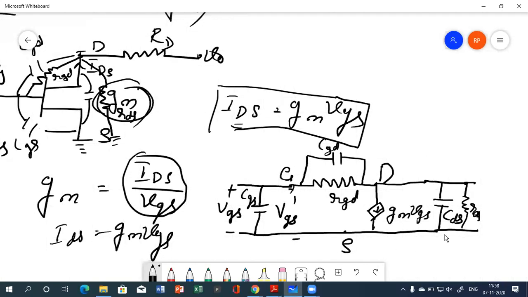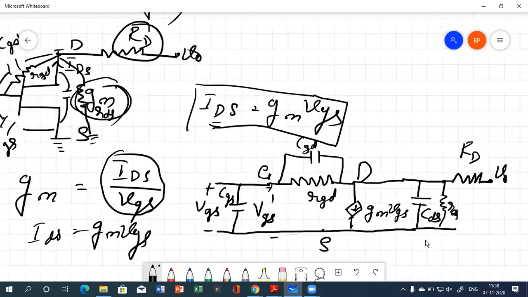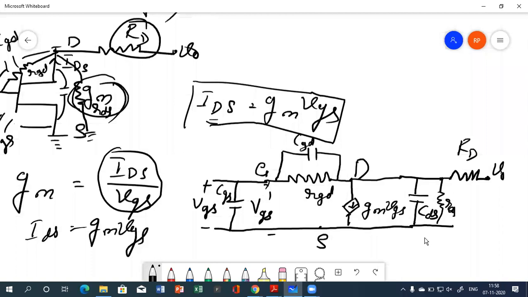Now at the output side, you have to connect one current limiting resistor, which is shown here. That is nothing but RD. At this side, we will measure the output V0. And here, this is connected to the ground. This is the input voltage. So like this, we are capable of drawing the small signal equivalent circuit. I hope it is clear for everyone.